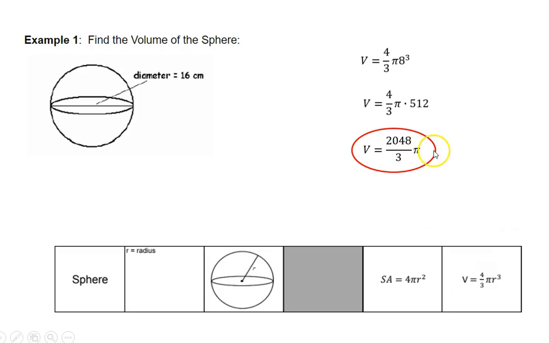If I wanted to do a decimal approximation, I could do 2048 divided by 3 and then multiply that by 3.14. That'll give me an approximation, but this answer right here is the exact value of the sphere. Not pretty, not exactly sure what that number means, but that's the exact volume of the sphere, and perfectly fine to leave it in this form.